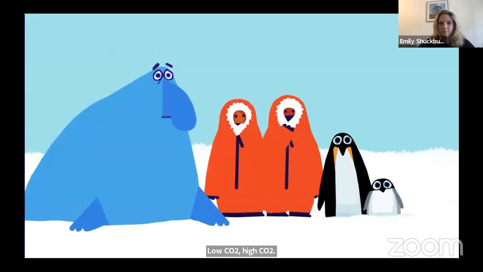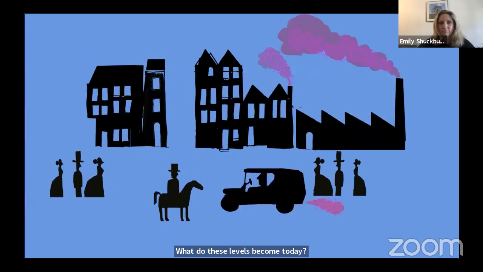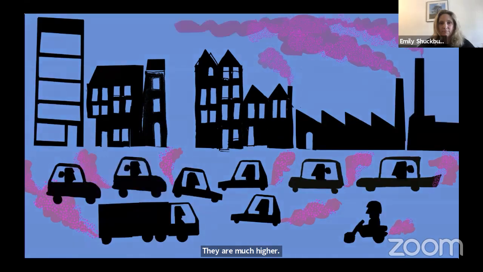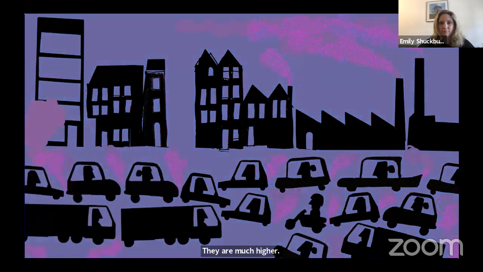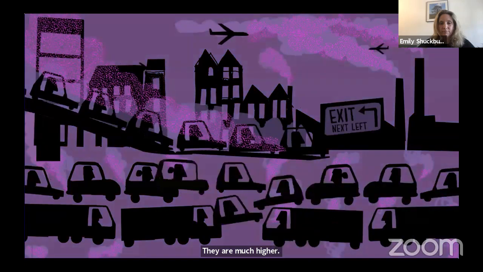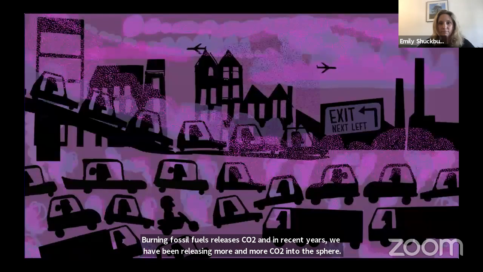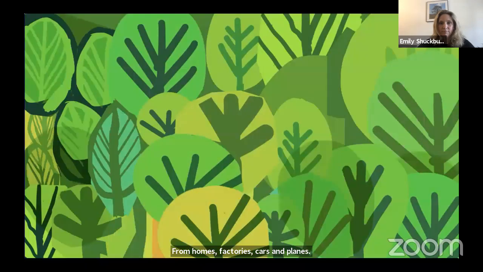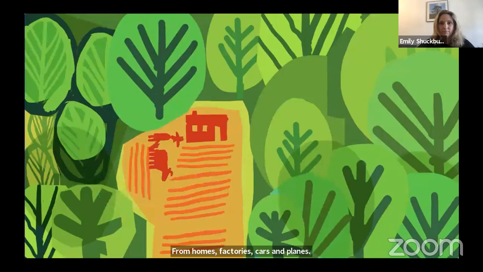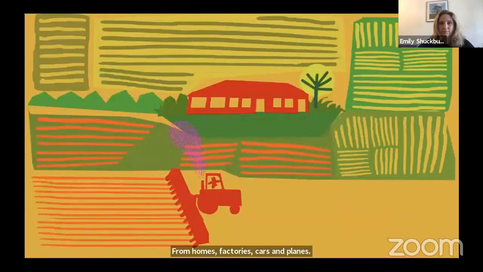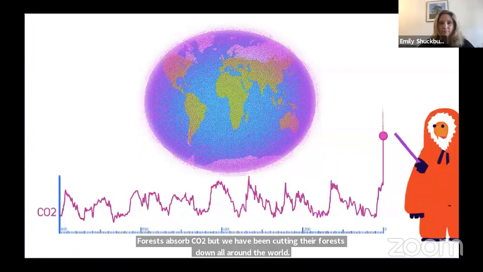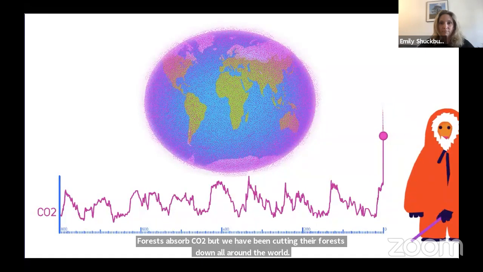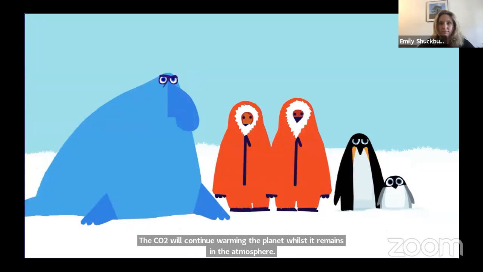They are much, much higher. That's because burning fossil fuels releases CO2. And in recent years, we have been releasing more and more CO2 into the atmosphere, from our homes, from factories, and from cars and planes. Forests absorb CO2, but we have been cutting our forests down all around the world. This CO2 will continue warming the planet whilst it remains in the atmosphere. And meanwhile, we are emitting even more.